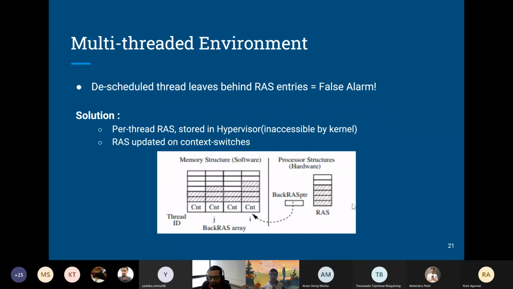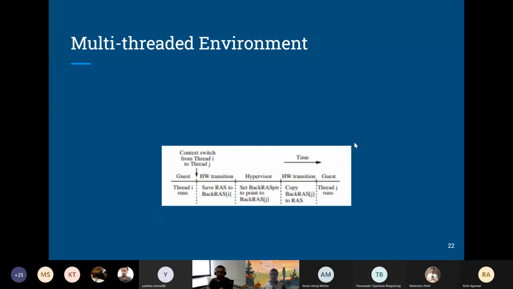For example, what they are doing is maintaining a per-thread RAS in the hypervisor and not accessible by the kernel, because their threat model assumes that kernel code could have any kinds of vulnerabilities, including address disclosure, that is reads, or possible overflows that we just showed earlier. And this RAS is then updated on context switches between these threads. So this is how they fix these multi-threading mispredictions.